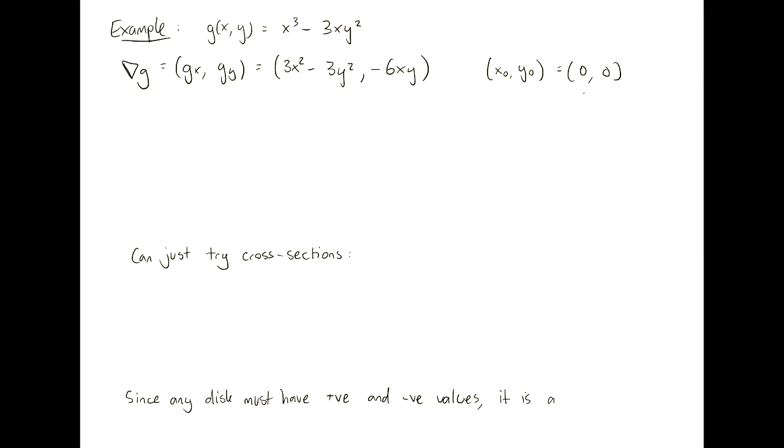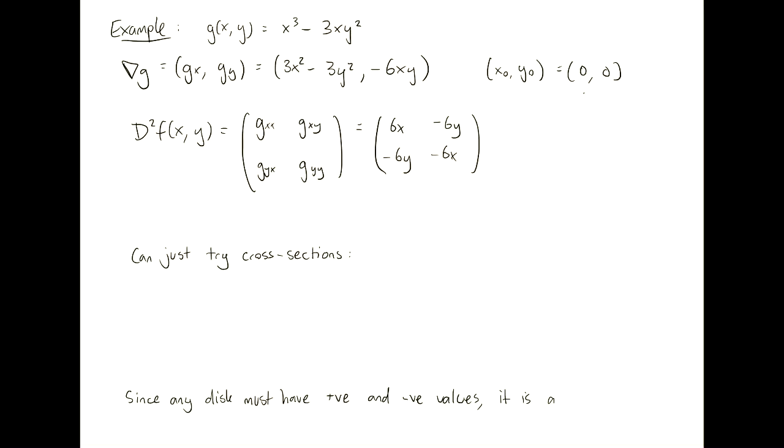Okay, so we like a good algorithm. We have a series of steps to follow. Let's construct our Hessian. D squared of f of xy is equal to gxx, gxy, gyx, which is the same, gyy. And you go and calculate that because you're all very dedicated, and you get 6x minus 6y, minus 6y minus 6x, which tells me that at the critical point, I get the zero matrix.